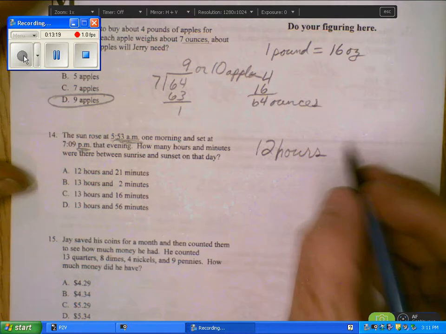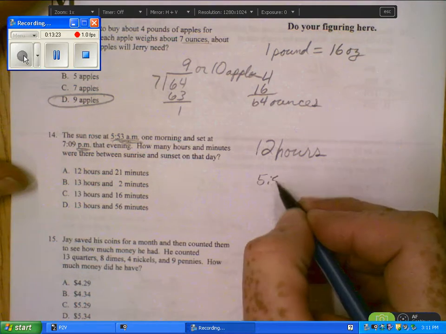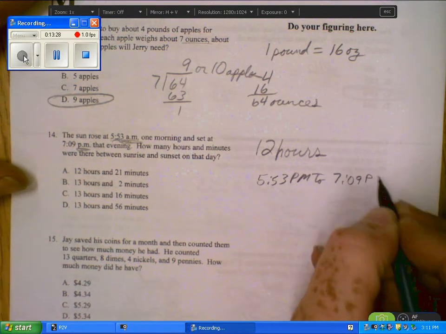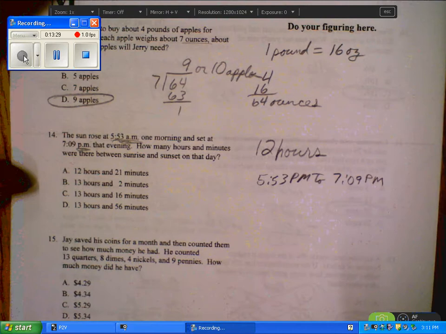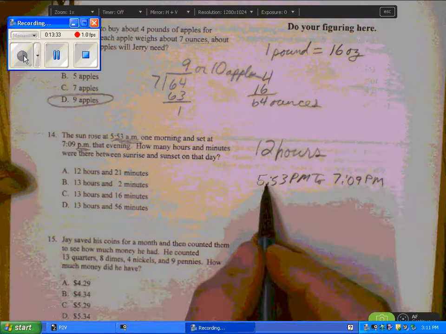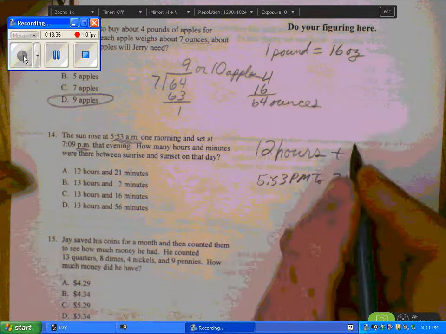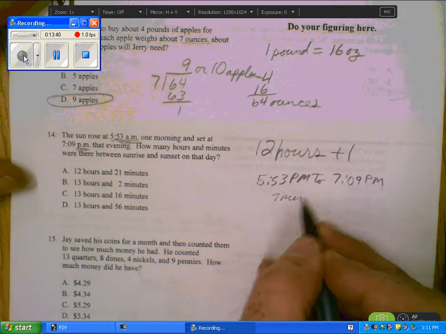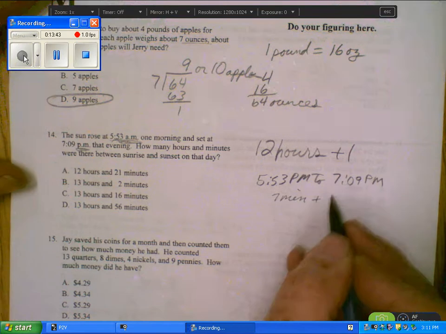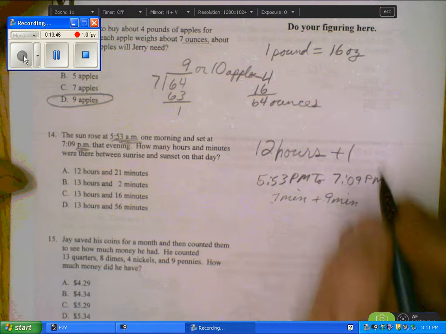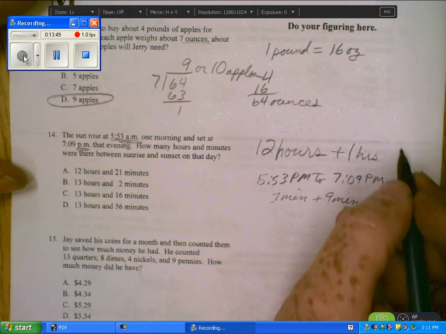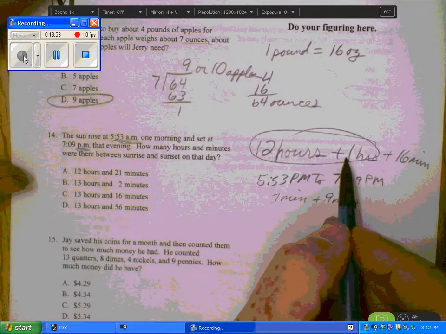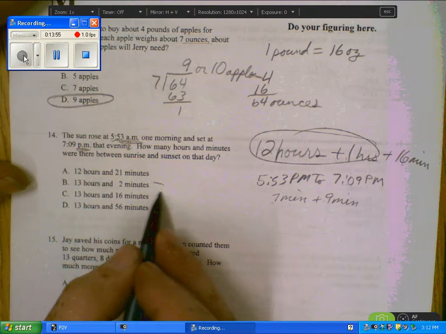Then from 5:53 p.m. to 7:09 p.m. What I'm going to do here is say, all right, from 6 to 7 is 1 hour, so I'm going to add 1 hour onto that. Well, I wasn't actually at 6. There's 7 extra minutes there. And I wasn't actually at 7. There's 9 extra minutes there. 7 plus 9 is 16. So you got plus another 16 minutes. So we're at 13 hours, 16 minutes, which is right here, letter C.